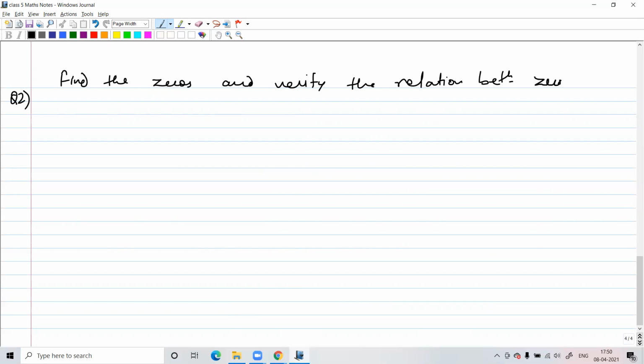So I'm just going to write the polynomial. You'll have to do the same thing. Find the zeros and verify the relation between zeros and coefficients. Your polynomial given for question number 2 is, let's start with an easy one, x square plus 7x plus 12.